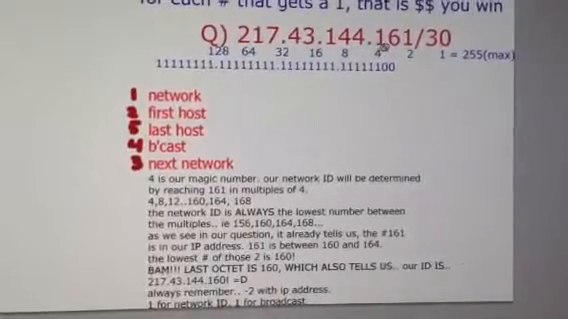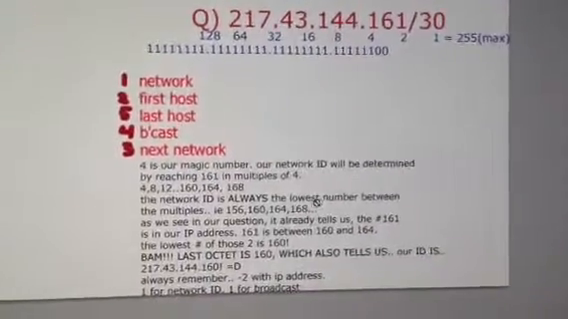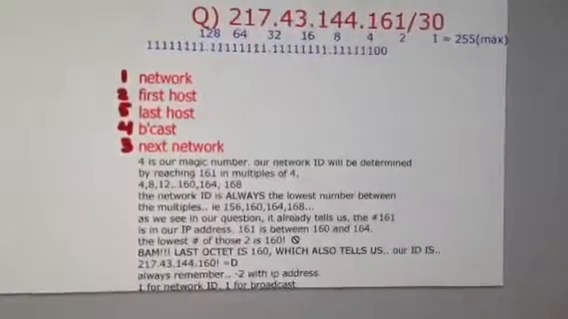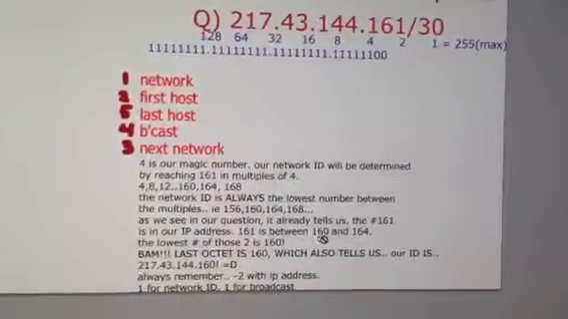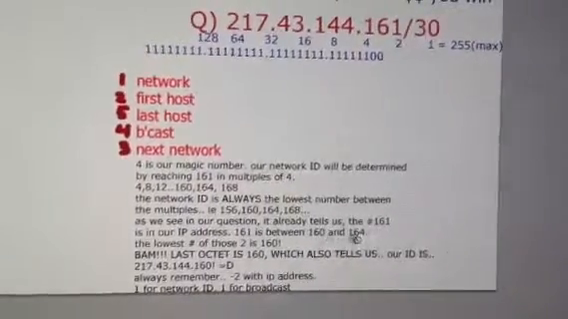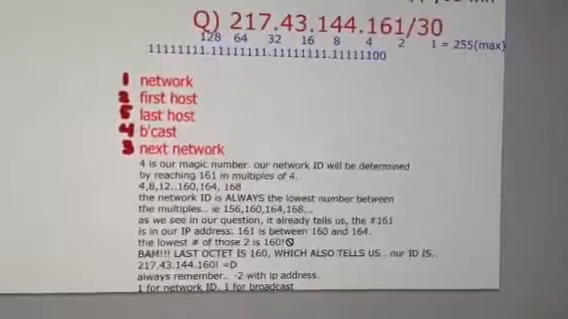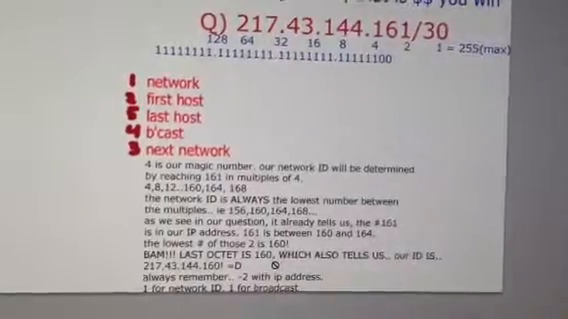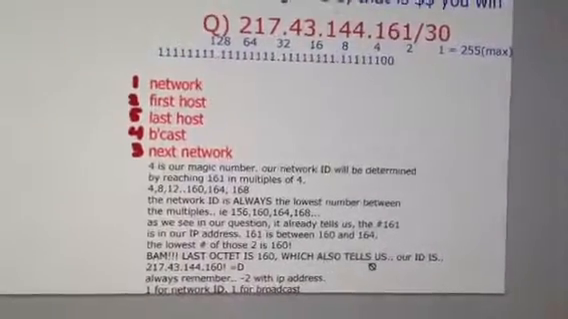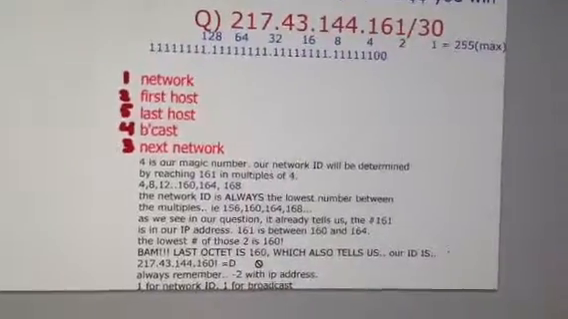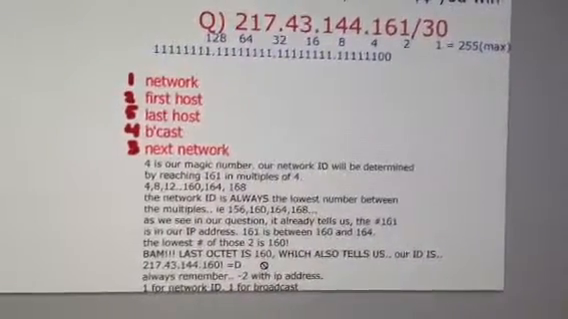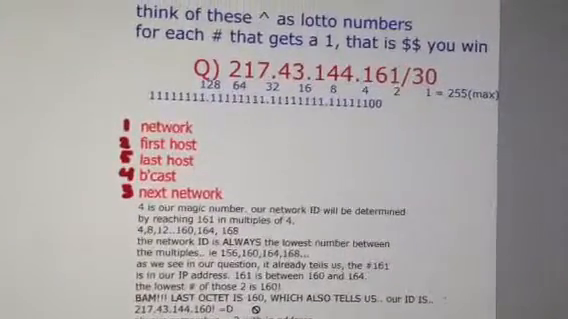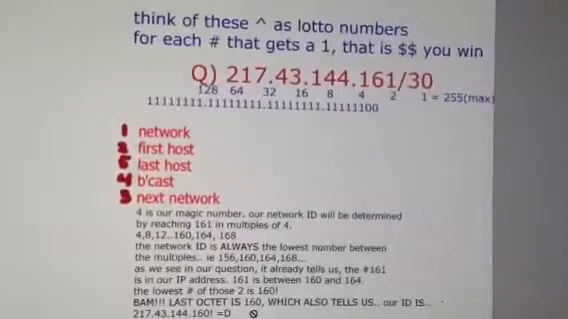217.43.144.161, and, where am I? Oh yeah. The lowest number in between these two, 160 and 164, is going to be 160. And bam! We learn our last octet, which is our network ID number, is 217.43.144.160. Ignore that last part because it doesn't matter. It's onto another more difficult section.